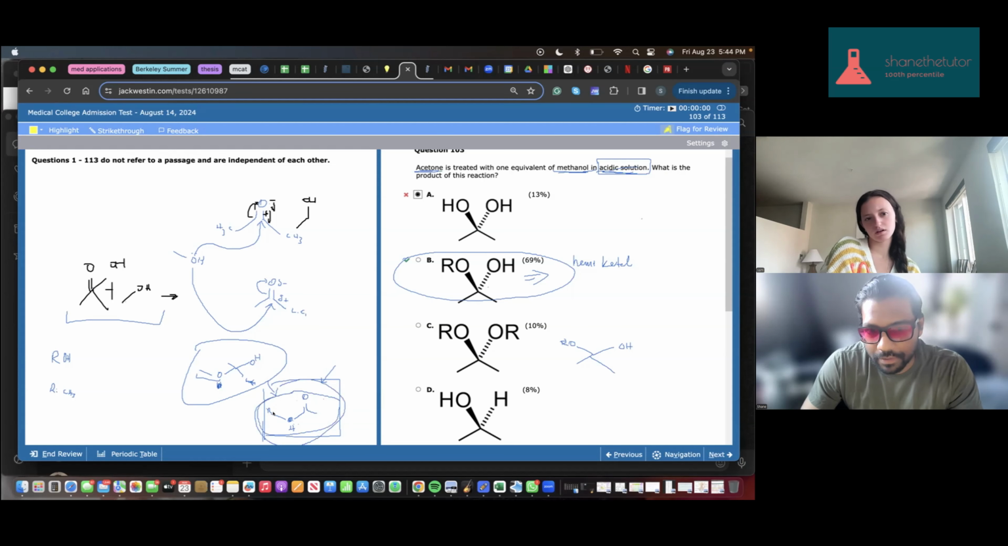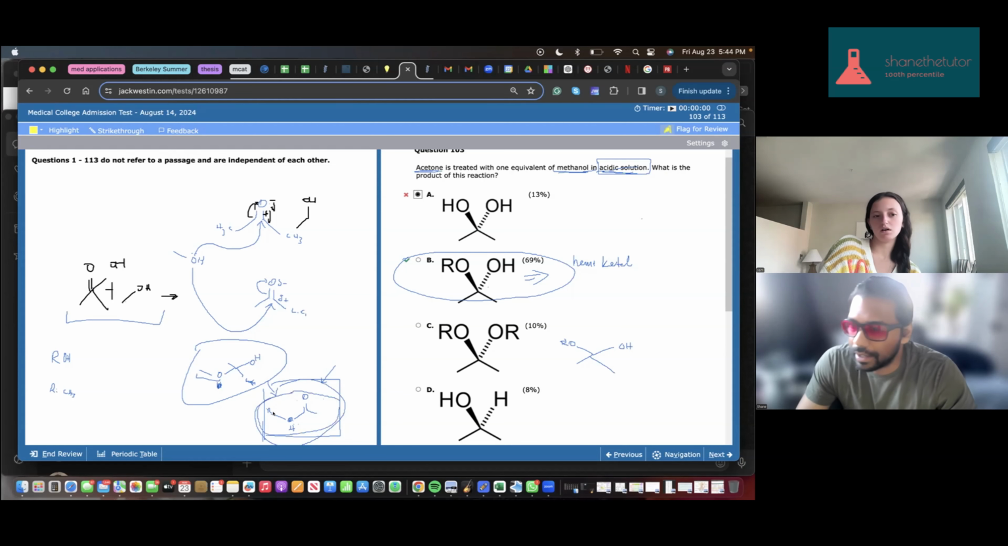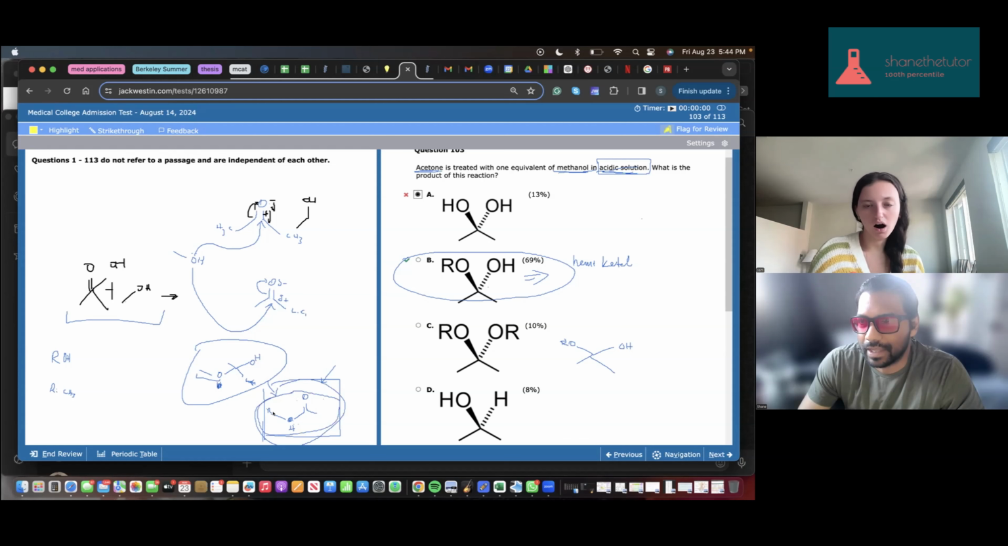So, let's just say if you take a ketone and you make it react with an alcohol, it can turn into an ester. But if you're doing it in an acidic solution, it'll turn into a hemiketal.